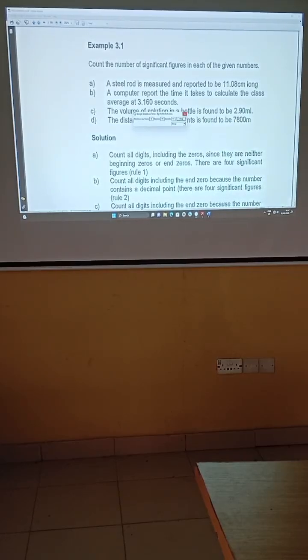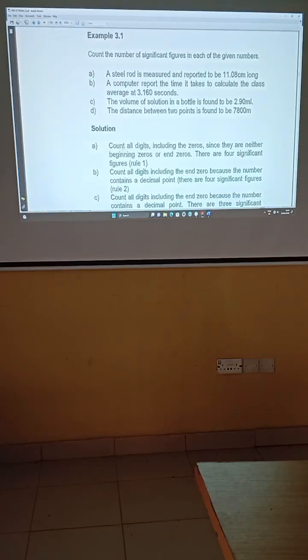Alright? Let us see. A steel rod is measured and reported to be 11.0608 cm long. Don't forget what we are doing. We are counting the number of significant figures. So if you are asked now, how many significant figures does this one have? The solution here: count all digits including the zeros, because I told you that the zeros that appear in between or after a real number are considered significant. Therefore, we will say that this first one has 1, 2, 3, 4. It has 4 significant numbers.